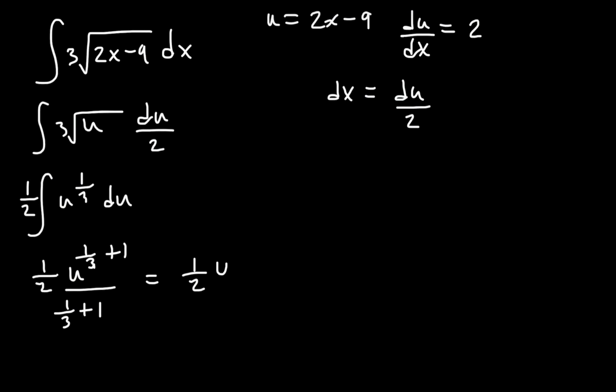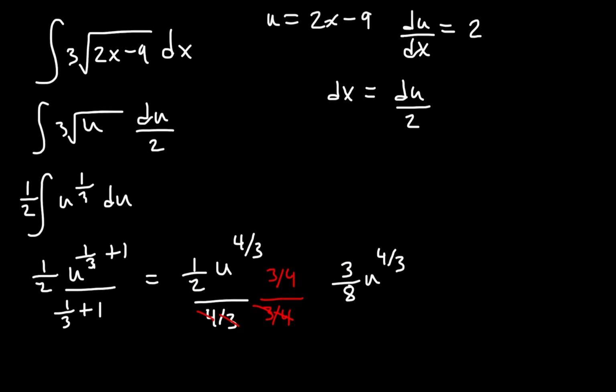So then I have 1/2 of u, and 1/3 plus 1 is 4 over 3, and 1/3 plus 1 is 4 over 3 again. And now what I'll do is I'll multiply both the top and bottom by 3 over 4. So the 3's and 3's cancel and the 4's and 4's cancel. So now I have 1/2 times 3 over 4, which is 3 over 8, times u raised to the power of 4 over 3 plus the constant of integration.